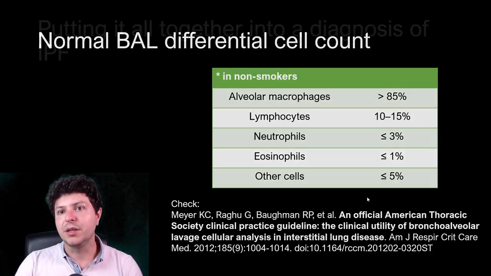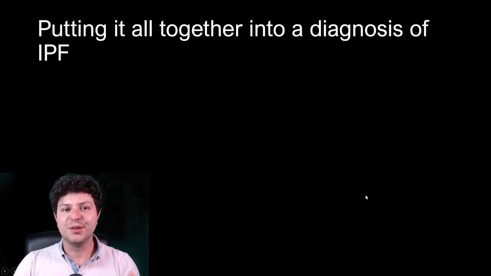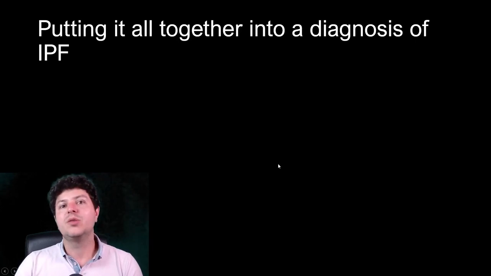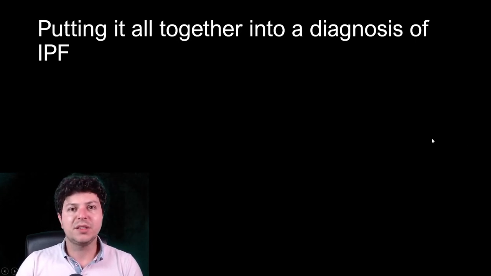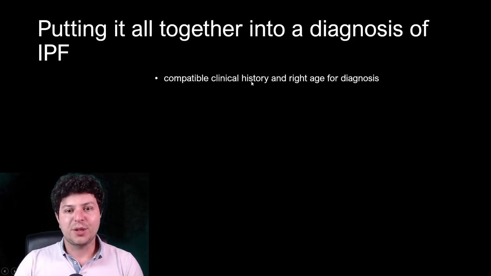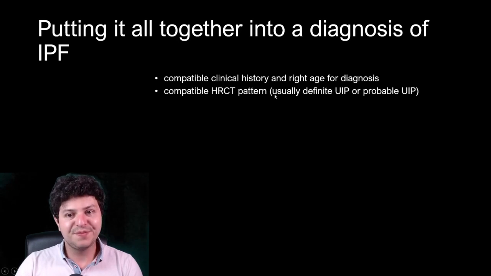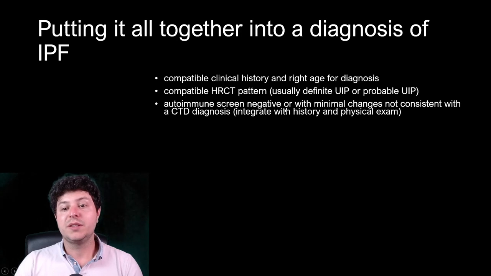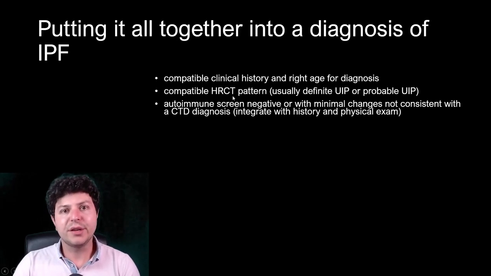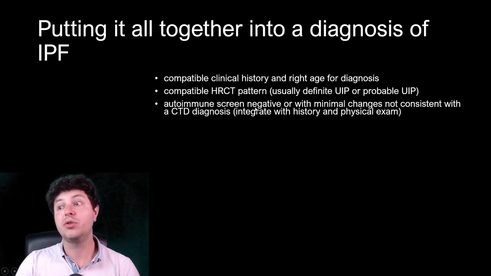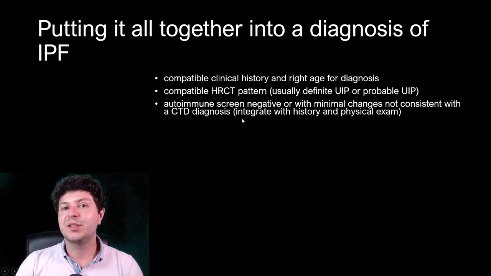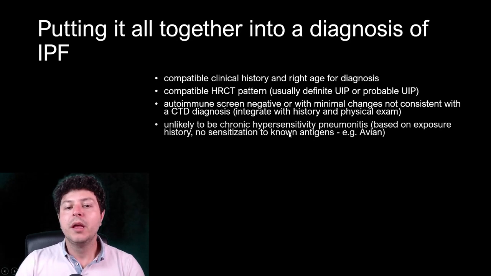So you're Dr. House here. You need to check for little things that give you clues. And you're putting all of this together into a diagnosis of IPF, all the stuff that I've discussed before. So you need to have a compatible clinical history, the right age for the diagnosis, compatible HRCT pattern, right? So definite UIP, probable UIP, an autoimmune screen which is negative or with minimal changes that are not consistent with a known connective tissue disease. And your friendly rheumatologist might help you rule out something. They might see the patient and then actually give you an assessment if you find something on the autoimmune screen.